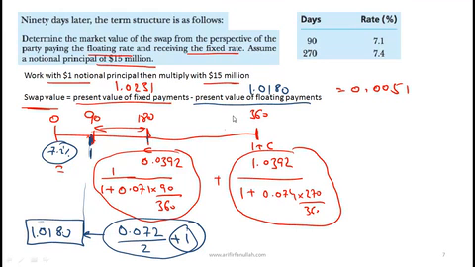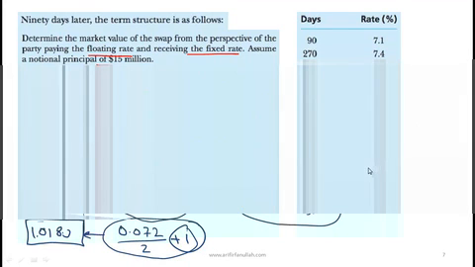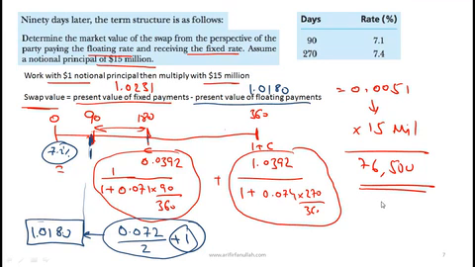And how do we wrap this up? Since our notional principal is 15 million, we take this and multiply it by 15 million, and what you should come up with is 76,500. So this is the value of the swap on day 90. And clearly it depends on how interest rates have changed. Make sense or not? Okay.